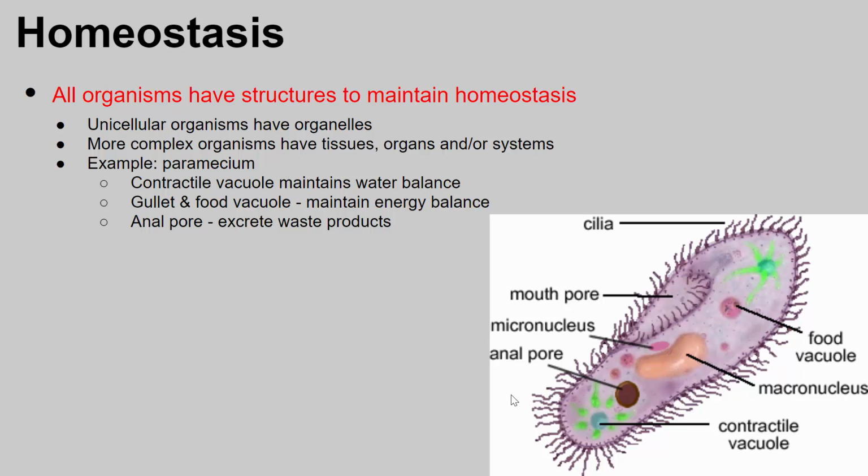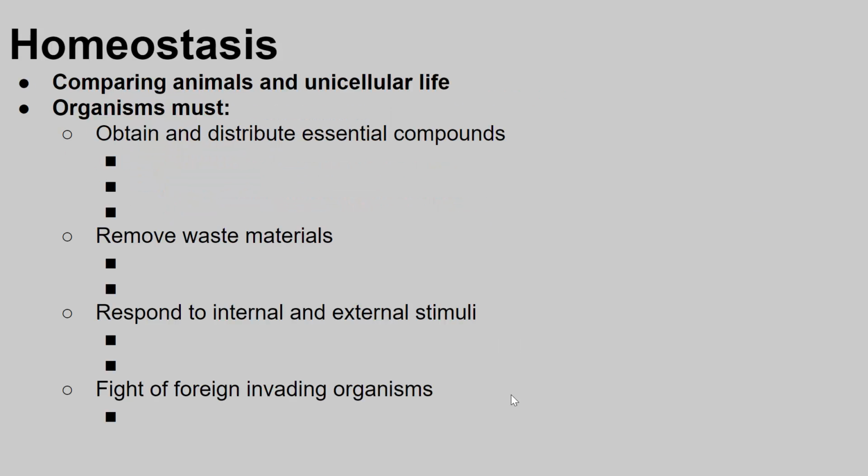And so the contractile vacuole allows that to happen. The gullet and the food vacuole are organelles used for taking in nutrients to maintain balance in terms of energy. They have the anal pore, which is a structure used for the removal of waste. So even single-celled organisms can have special structures to allow them to maintain homeostasis.